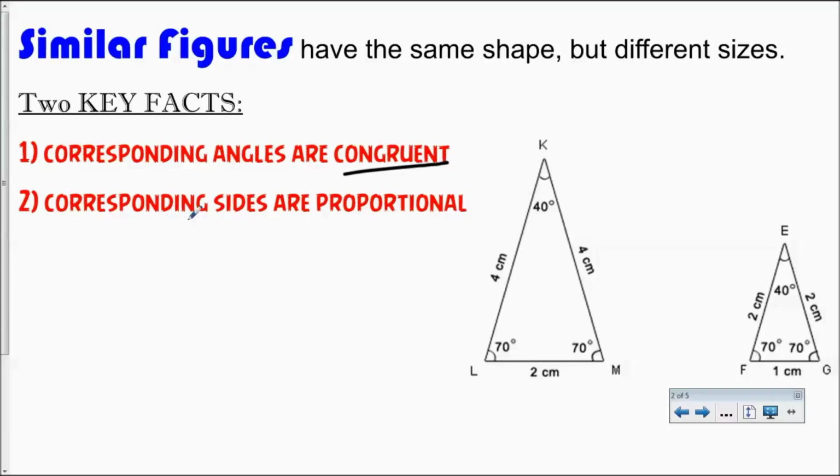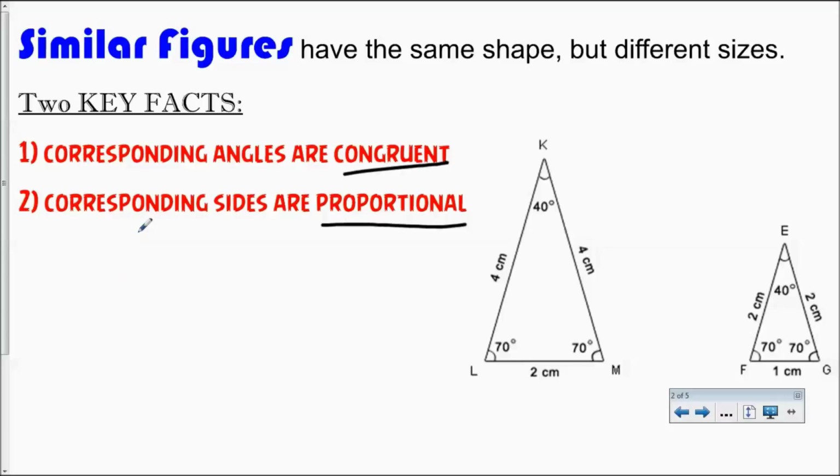However, their corresponding sides are proportional. So they're not congruent, but when you compare them with a ratio, they are proportional. On the larger triangle, the longer sides are 4 centimeters and the base is 2. On the smaller triangle, it's exactly half that. So the larger sides are 2 and the base side is 1. You can write these with a proportion to show that they're equivalent.